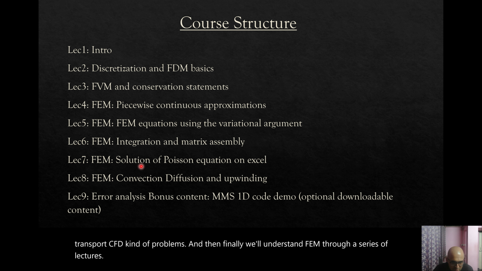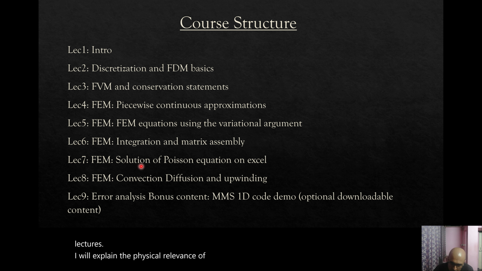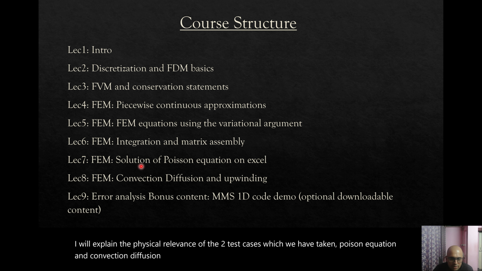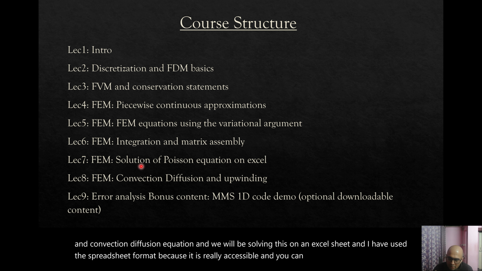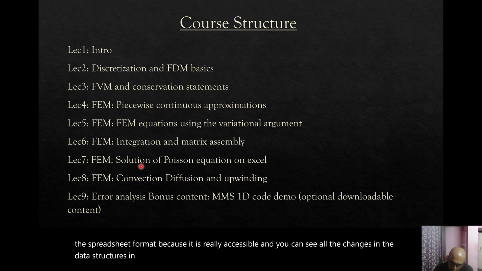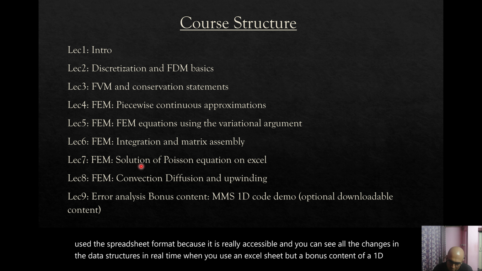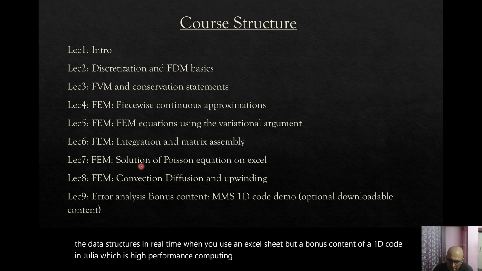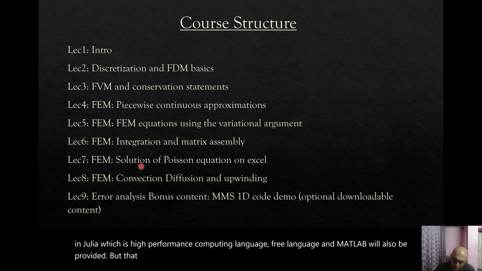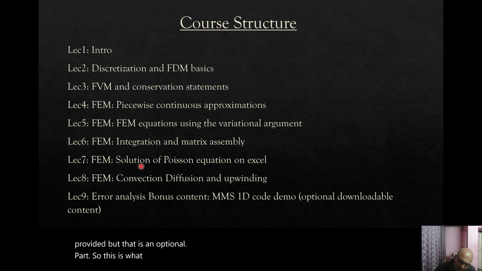I will explain the physical relevance of the two test cases which we have taken, the Poisson equation and the convection diffusion equation, and we'll be solving these on an Excel sheet. I have used the spreadsheet format because it is really accessible and you can see all the changes in the data structures in real time when you use an Excel sheet. But bonus content of a 1D code in Julia, which is a high performance computing language, a free language, and MATLAB will also be provided, but that is an optional part. So this is what I wanted to talk about in this basic intro.